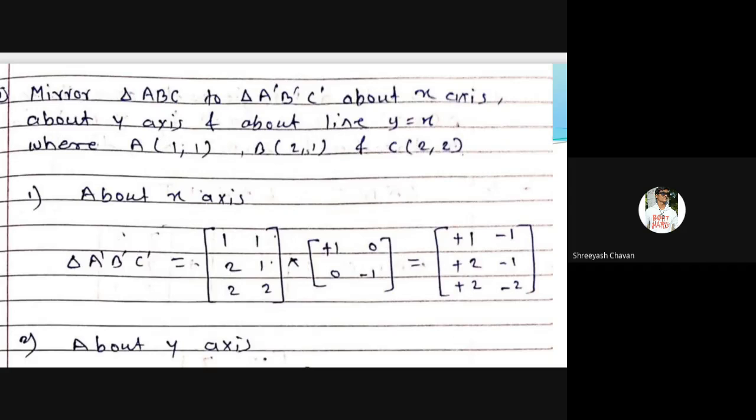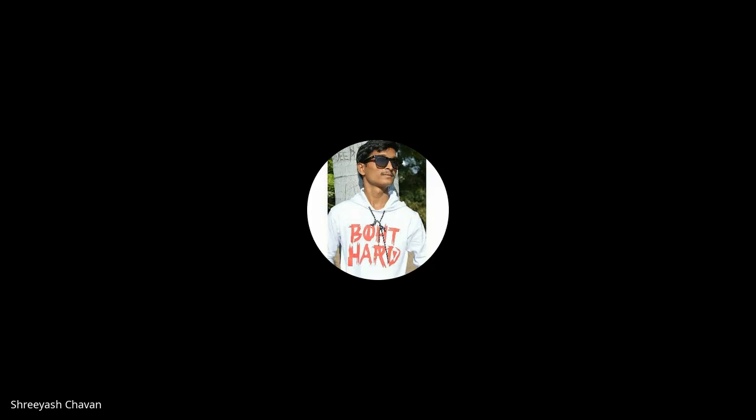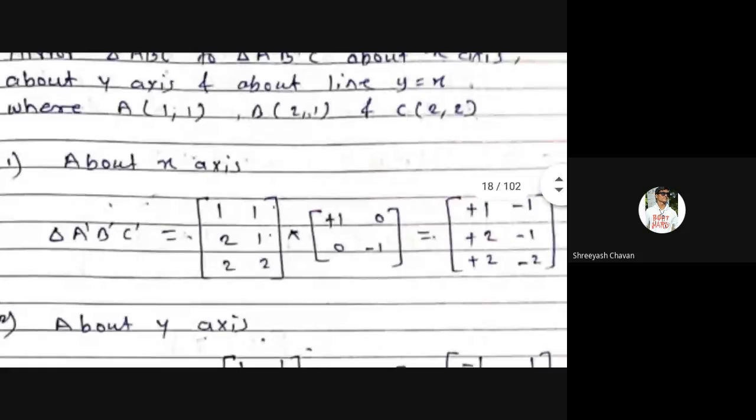First problem, only focus on the red color. Red is the given triangle ABC. What is point A? 1 1. Point B is 2 1, and point C is 2 2. Right: 1 1, 2 1 and 2 2.